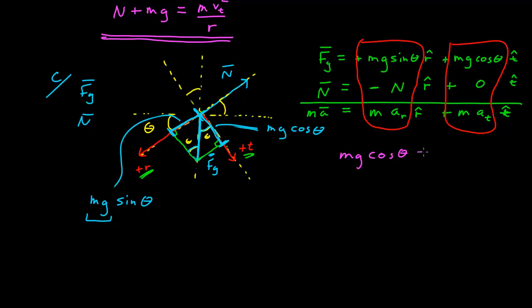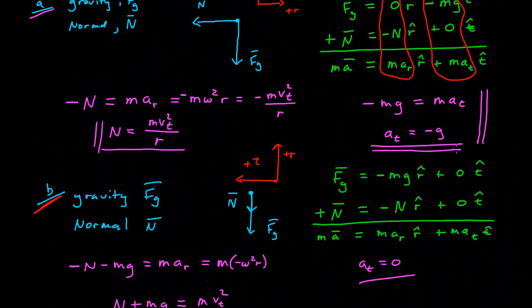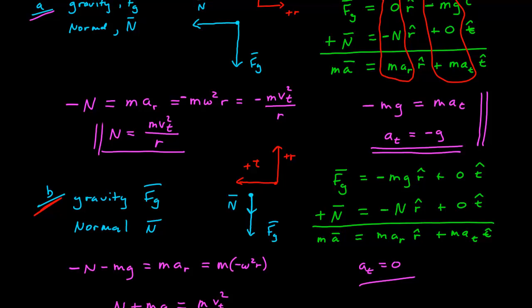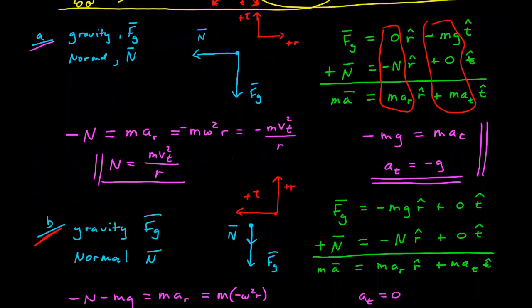mg cos theta is equal to the mass times the tangential acceleration. So I do again have a tangential acceleration, and the magnitude of it is g cos theta, which means it's positive, which means it's speeding up at this point. Last time we had a tangential acceleration, it was negative g, which means it was slowing down. And of course that makes perfect sense. At this point it's going to be slowing down as it goes up the loop, and at this point it's going to be speeding up as it goes down the loop.